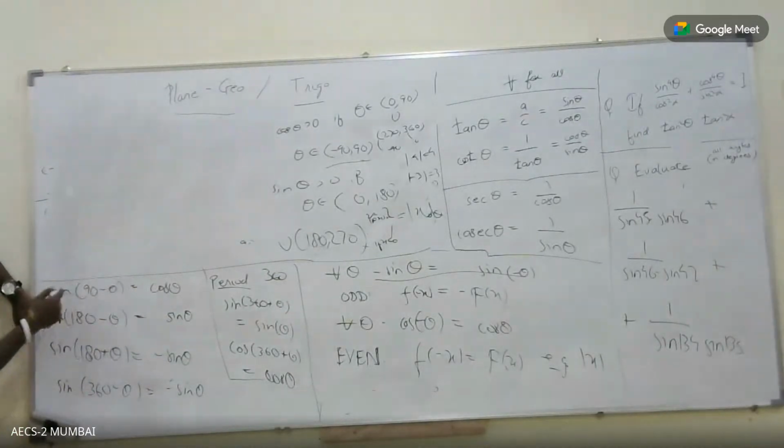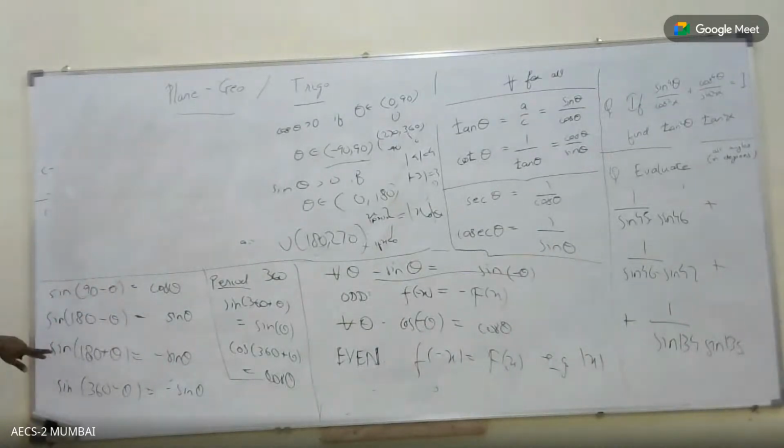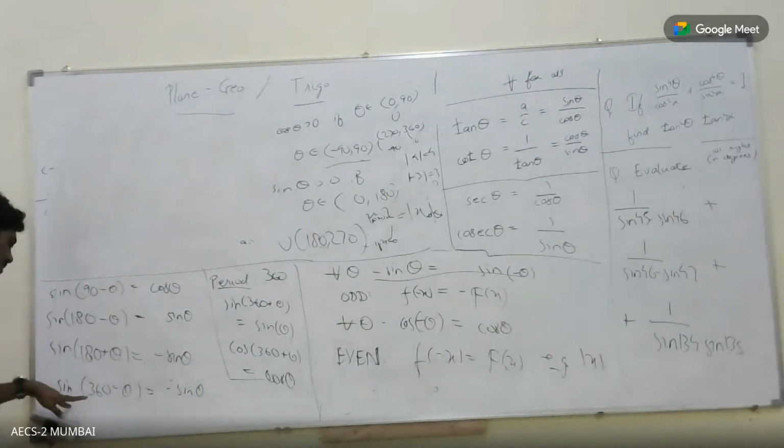Sine of 90 minus theta is cos theta. Sin 180 minus theta is sin theta. Sin 180 plus theta is minus sin theta. And sin 360 minus theta is minus sin theta.